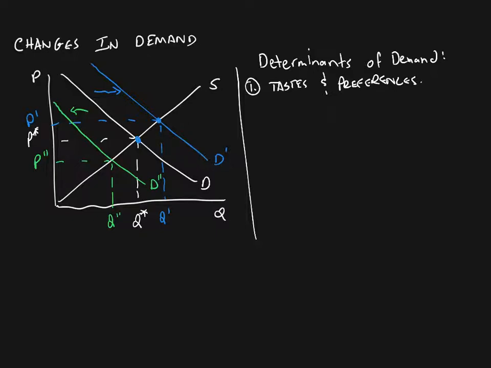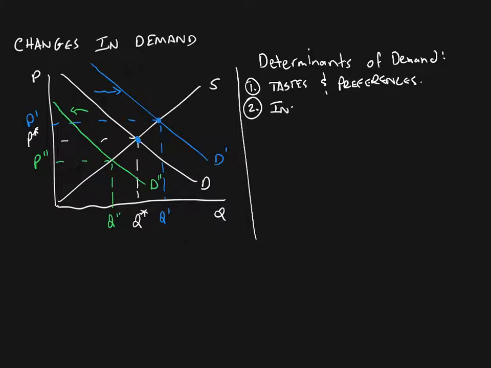If buyers decide that they like something more, their demand is going to go up, other things being equal. If they decide that they like something less, their demand is going to fall. Again, all of this is other things being equal, or ceteris paribus. If other things are changing at the same time, then that may not hold. But assuming nothing else is changing, then that should be true.